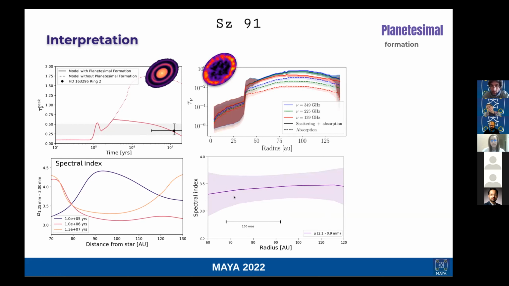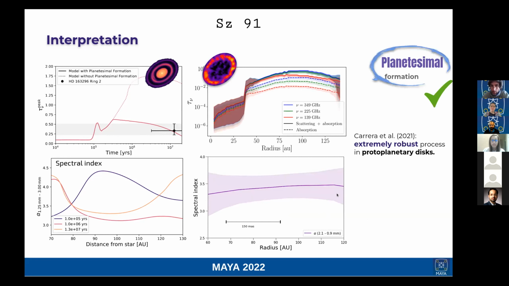We have that the spectral index is almost flat throughout the ring. One likely scenario to explain these observational features is that planetesimal formation is ongoing in this ring of dust, and that has also been reported as an extremely robust process in protoplanetary disks.